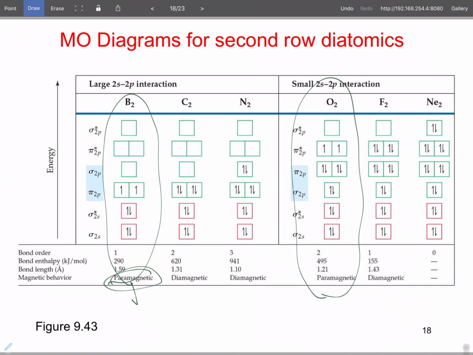O2 has unpaired electrons, so it's paramagnetic. All the other ones only exist with paired electrons, so they're all diamagnetic. Okay? And if you'll notice, you can look at the bond orders. So notice that neon over here has a bond order of 0. So what that tells you is neon cannot bond to itself or actually to anything else.